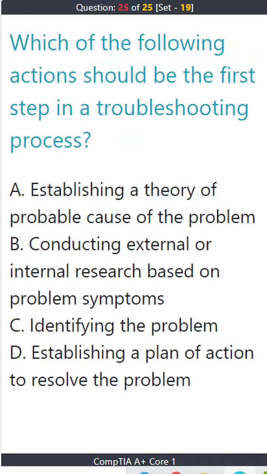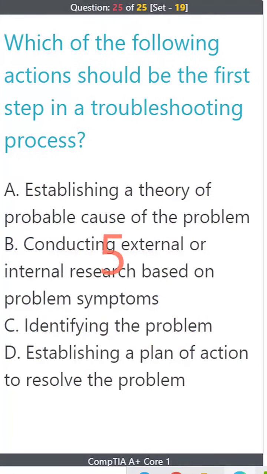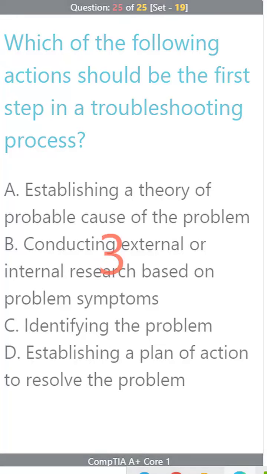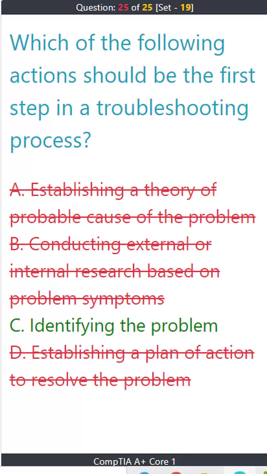Question 25. Which of the following actions should be the first step in a troubleshooting process? A. Establishing a theory of probable cause of the problem. B. Conducting external or internal research based on problem symptoms. C. Identifying the problem. D. Establishing a plan of action to resolve the problem. The correct answer is C. Identifying the problem.